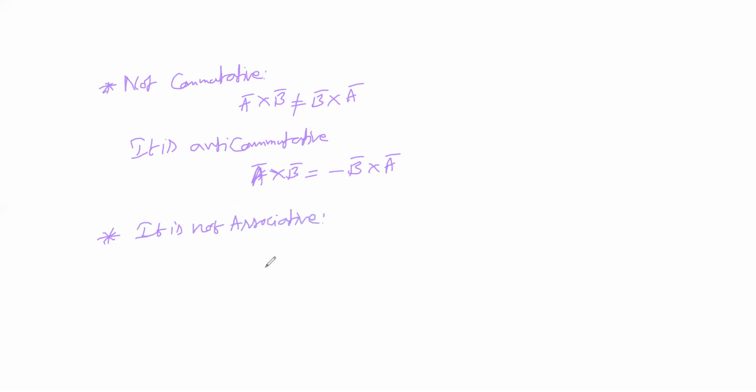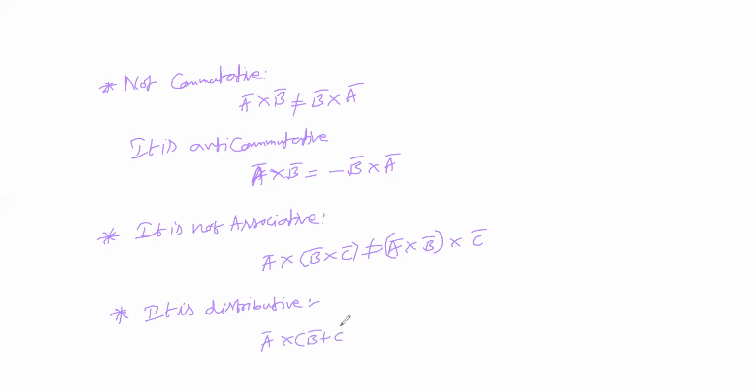The expression is that A bar cross B bar cross C bar is not equal to A bar cross B bar, cross C bar. And the next one, it obeys the distributive law. That is to say, A bar cross B bar plus C bar equals A bar cross B bar plus A bar cross C bar. If I am fast in writing these expressions, you can pause and check slowly.